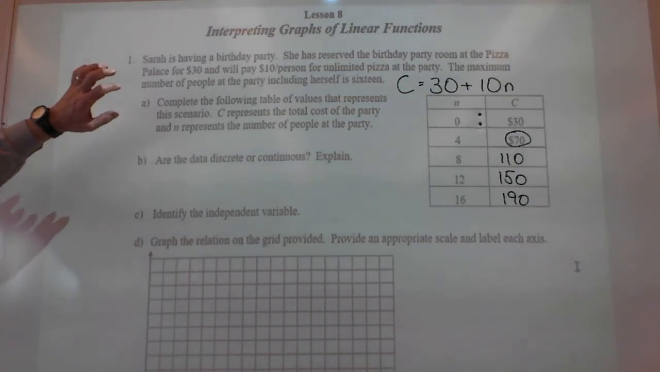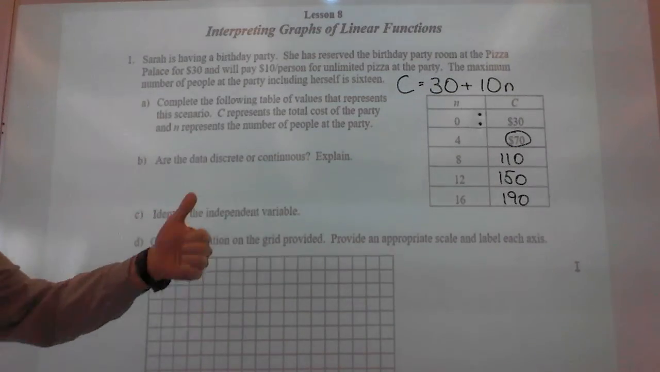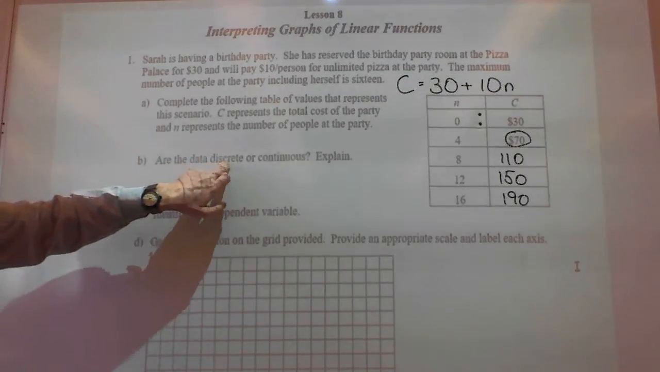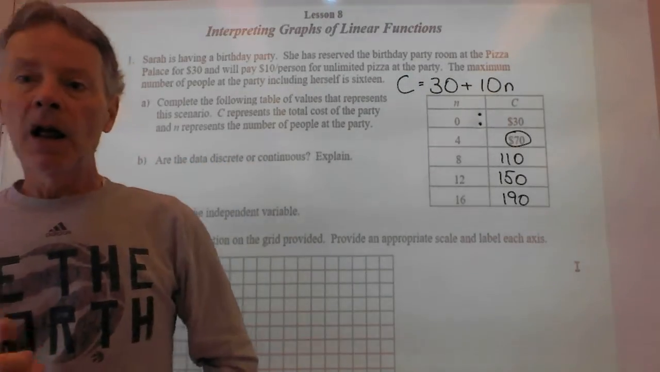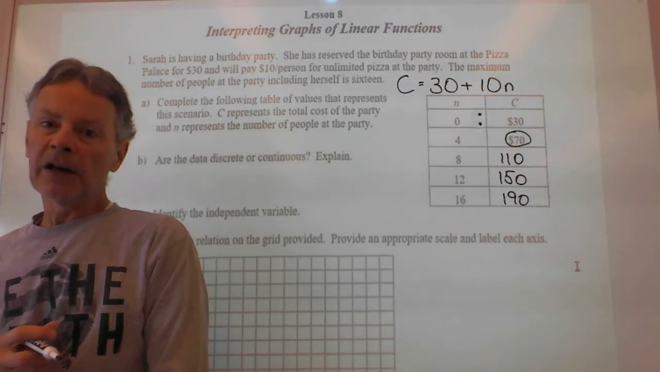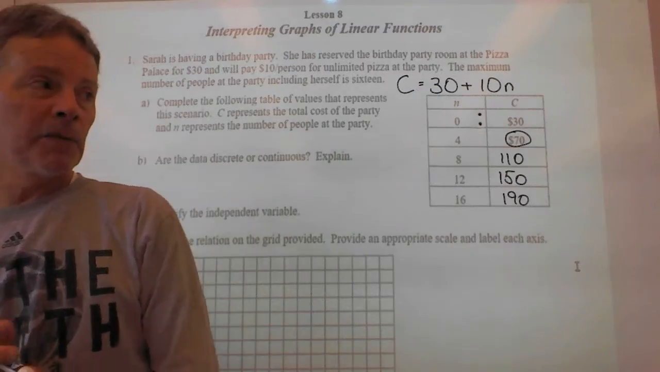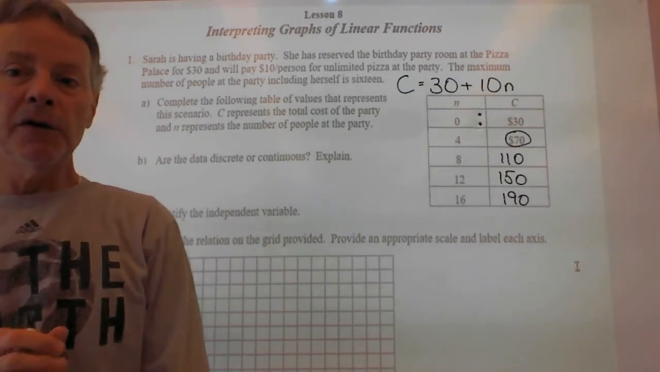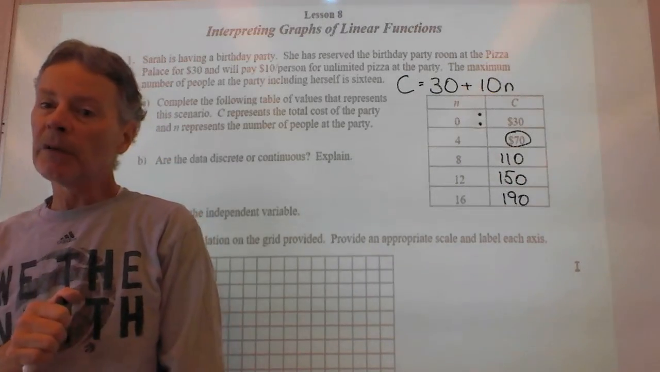It says, complete the table of values. Yay, we did that. B, are the data discrete or continuous? Now, I've marked a couple of the modules that have been handed in so far, the assignment booklets. And this difference between discrete and continuous seems to be confusing some of you.